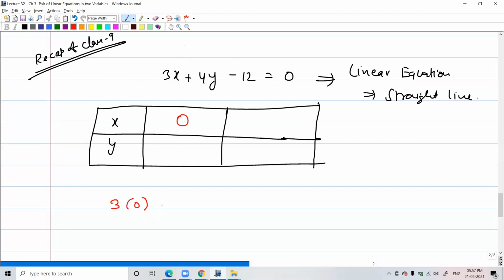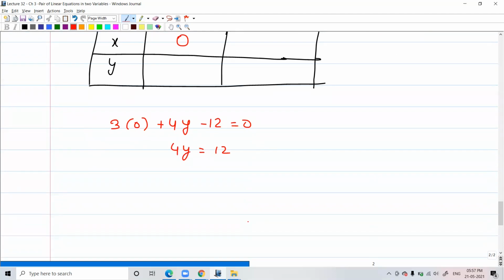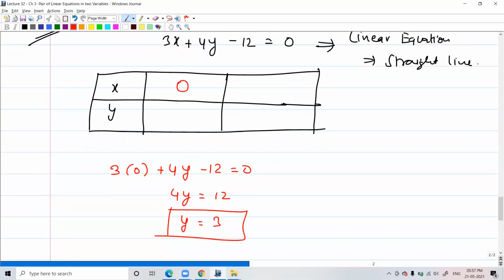3 into 0 plus 4y minus 12 is equal to 0. So of course this term became 0. So 4y is equal to 12. So y is equal to 3. Yes, Manoj, you're right. y is equal to 3. So when x equals 0, y is equal to 3.